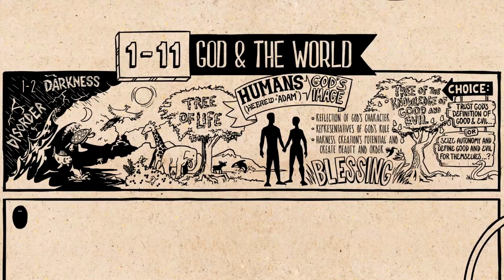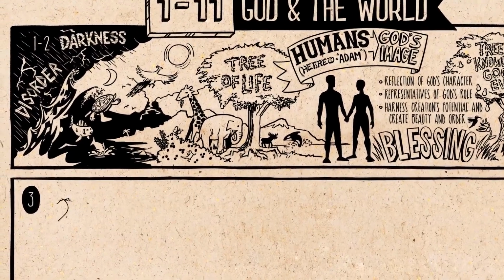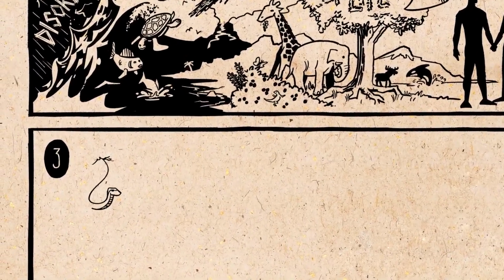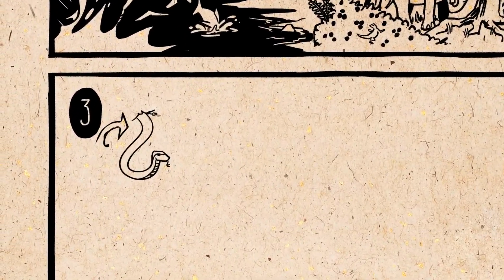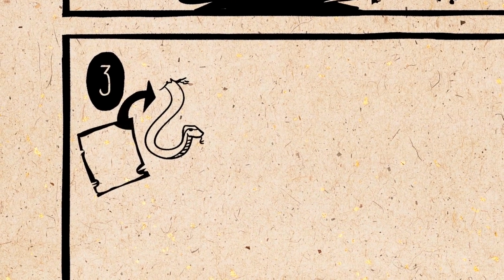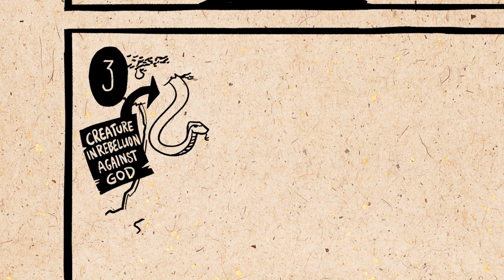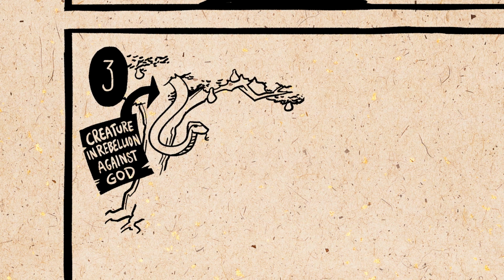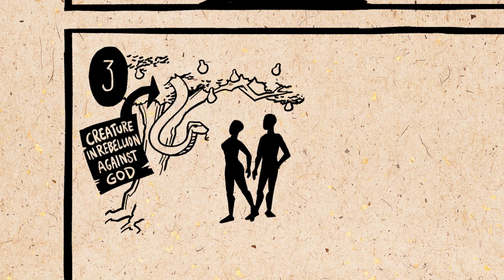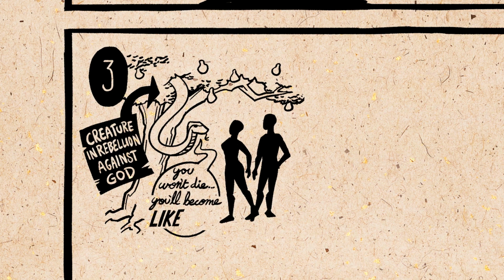And so in chapter 3, a mysterious figure, a snake, enters into the story. The snake's given no introduction other than it's a creature that God made. And it becomes clear that it's a creature in rebellion against God, and it wants to lead the humans into rebellion and their death. The snake tells a different story about the tree and the choice. It says that seizing the knowledge of good and evil is not going to bring death, that it's actually the way to life and becoming like God themselves.